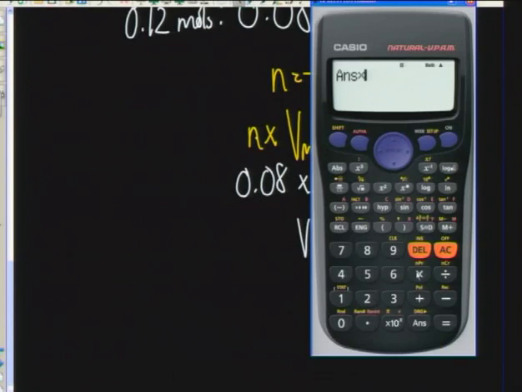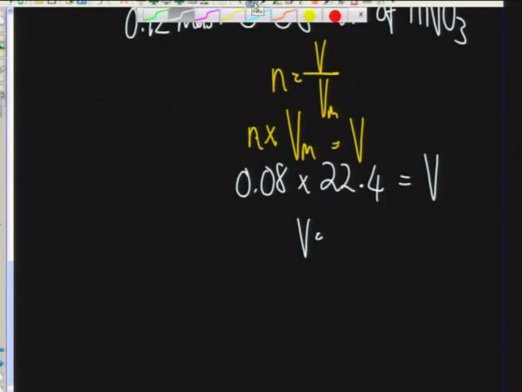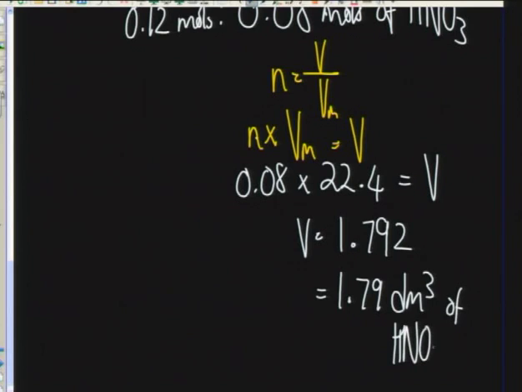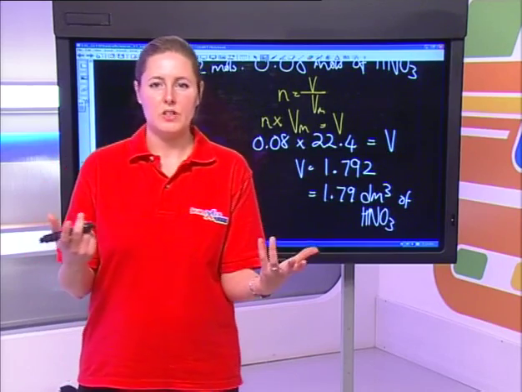It's going to be multiplied by 22.4 equals 1.792. So going back here, 1.792, and let's round that off, 1.79 decimeters cubed of HNO3. Okay, that's the final answer in terms of what is produced.